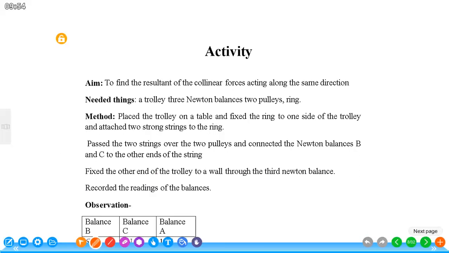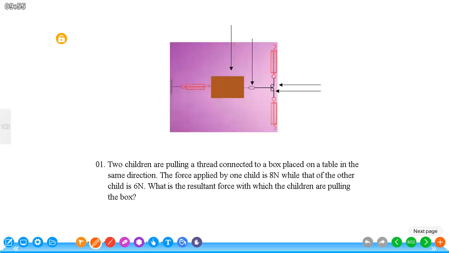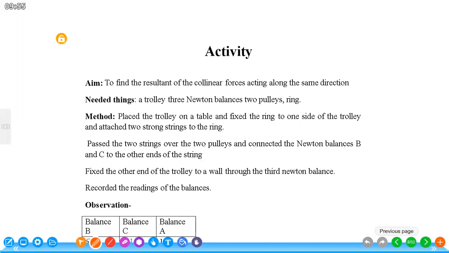okay, students, wait. Now we are going to move to the activity. Activity 1. Here you observe one of the figures shows this activity. This is the figure of this activity, right? In this figure, what is the aim of this activity, students? The aim is to find the resultant of collinear forces acting along the same direction.